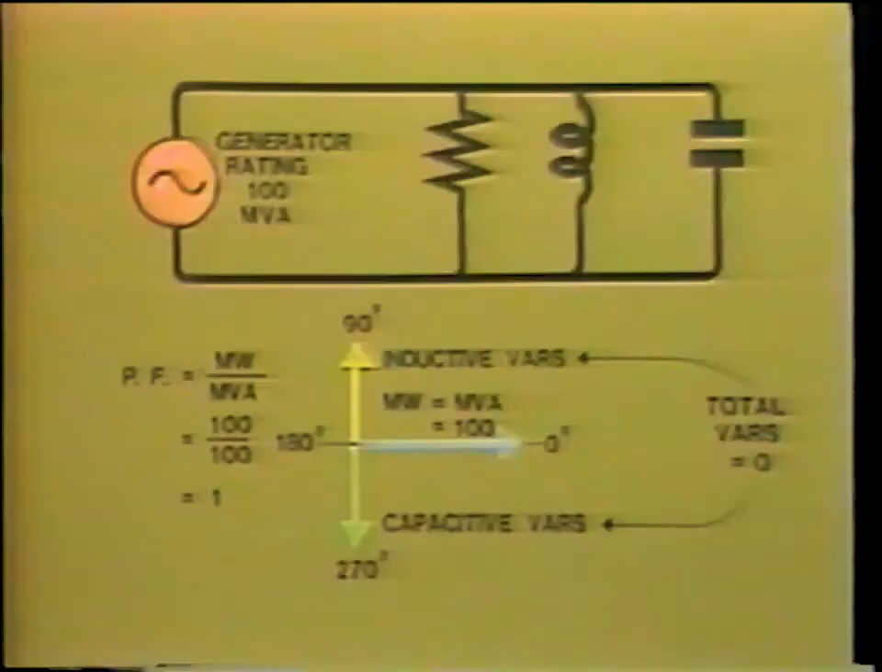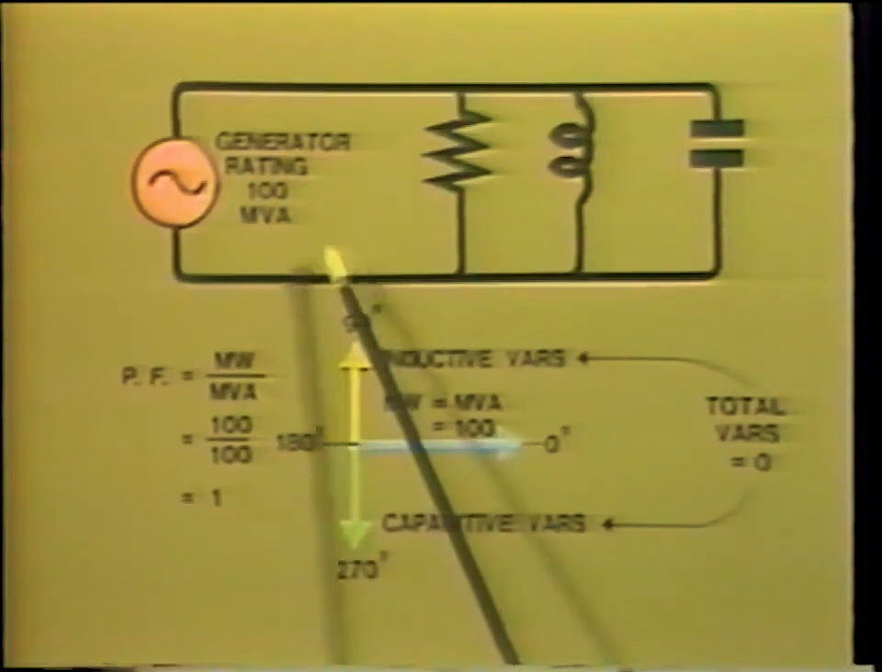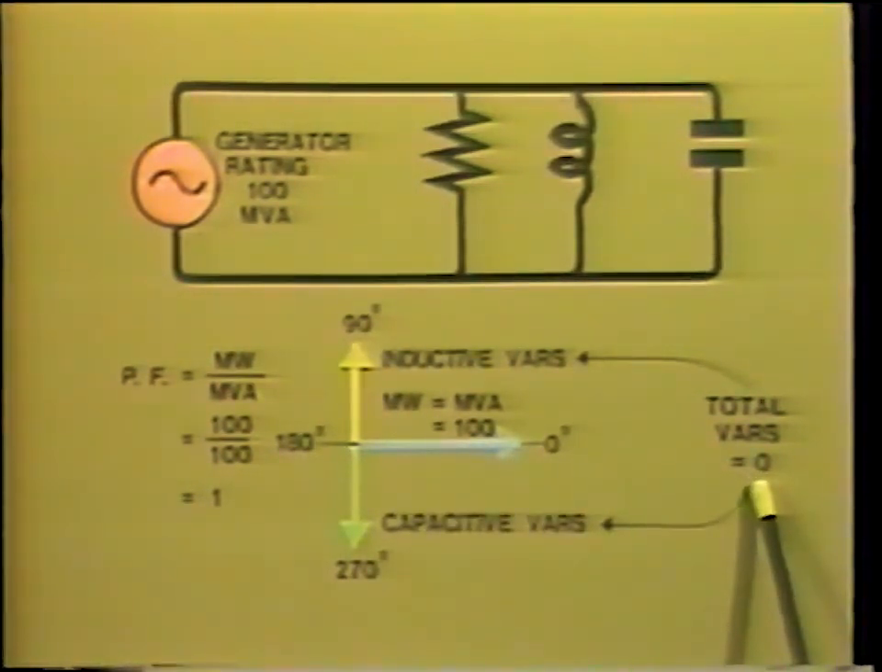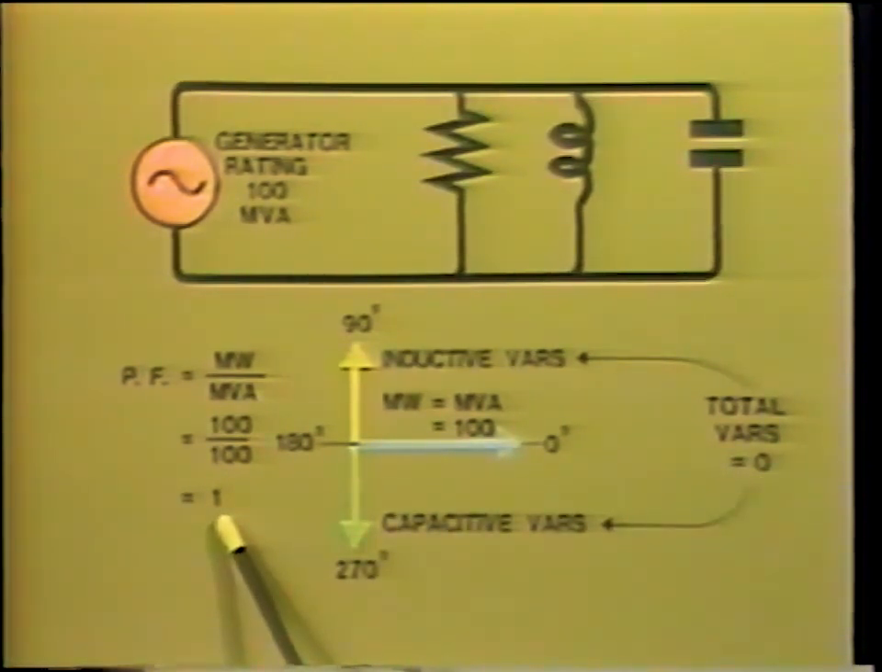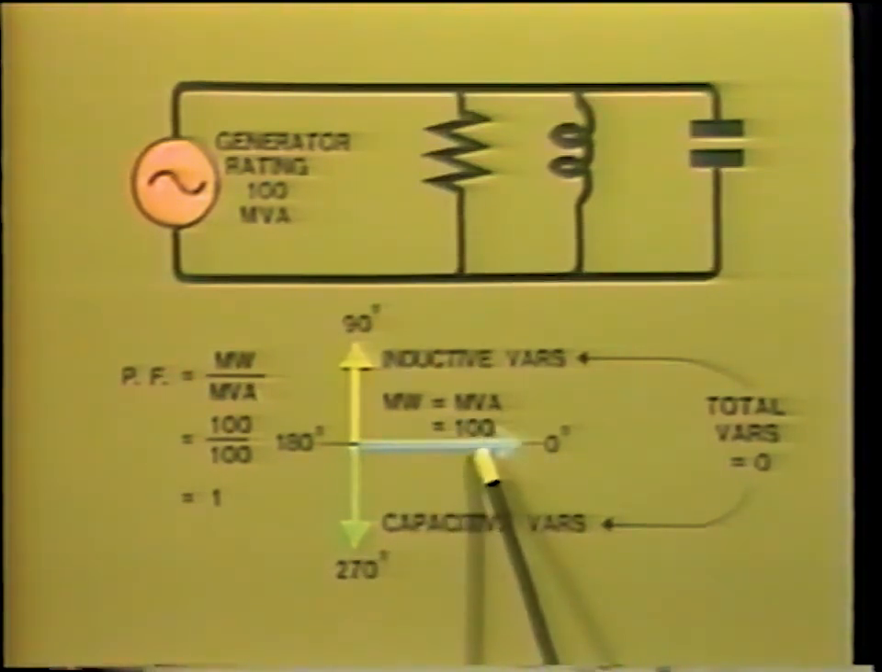But the generator has to supply these VARs, and this has the effect of limiting the amount of megawatts that can be supplied from the generator. For example, let's look at a generator rated 100 MVA. This would be able to supply 100 megawatts were there no megavar demand in the system. In this situation, the power factor will be unity, and megawatts will equal MVA, and that will equal 100 megawatt, as we can see here.